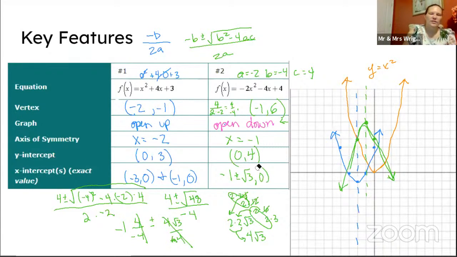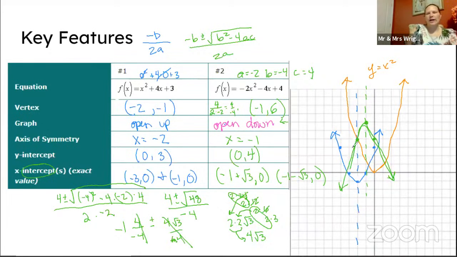So really how you should answer it is, that's one answer. And then the second answer is negative 1 minus square root of 3, comma 0. Because they're asking for the intercept and not the solution. So we should put it in an ordered pair.